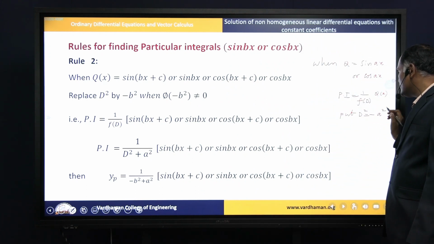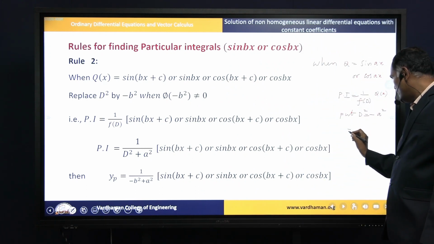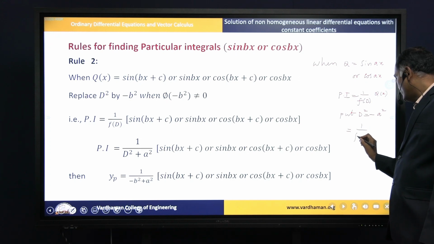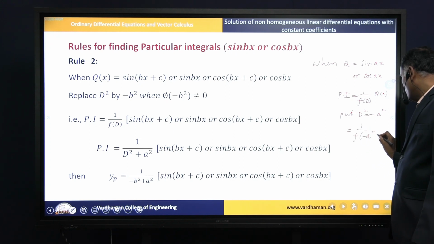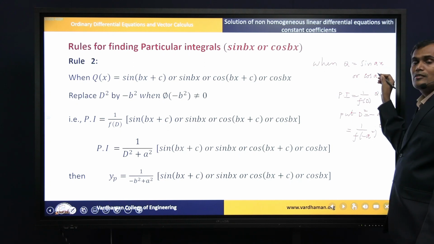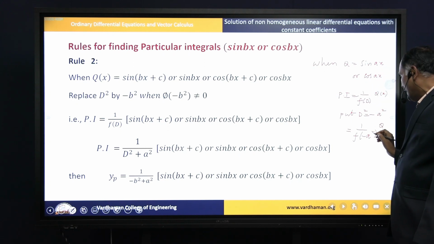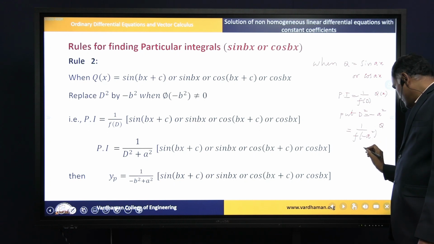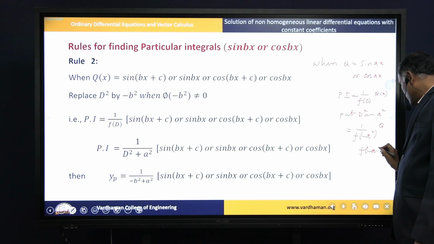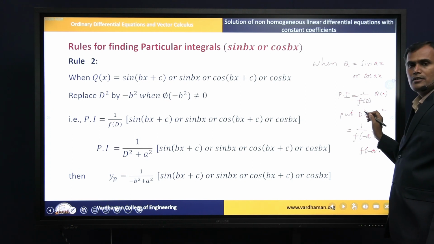replace D square with minus of a square. In this case we get 1 by f of minus a square into Q. Q is either sin ax or cos ax. Here in place of D square only we write minus of a square. Now if this denominator is not equal to 0, this gives the required particular integral of the problem.